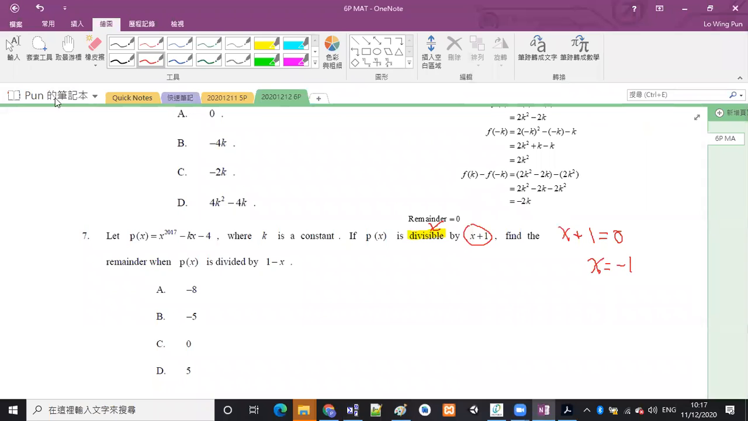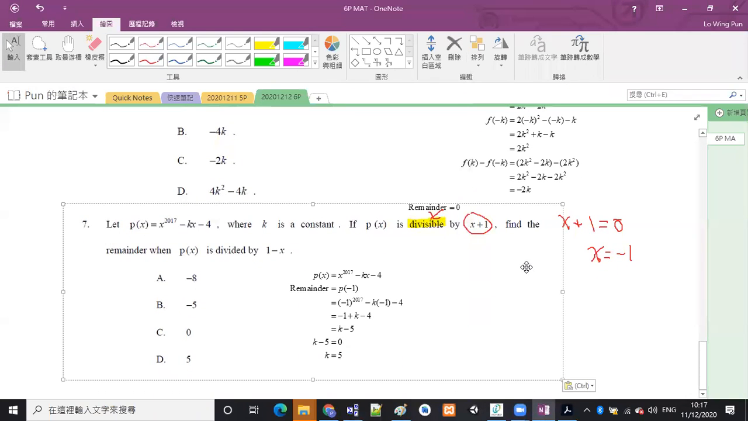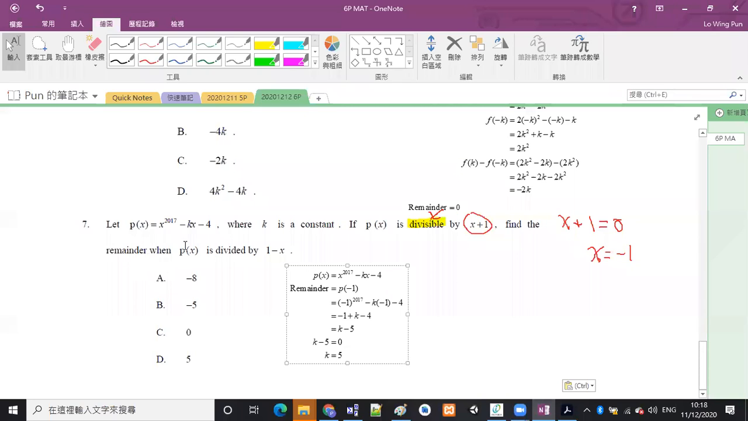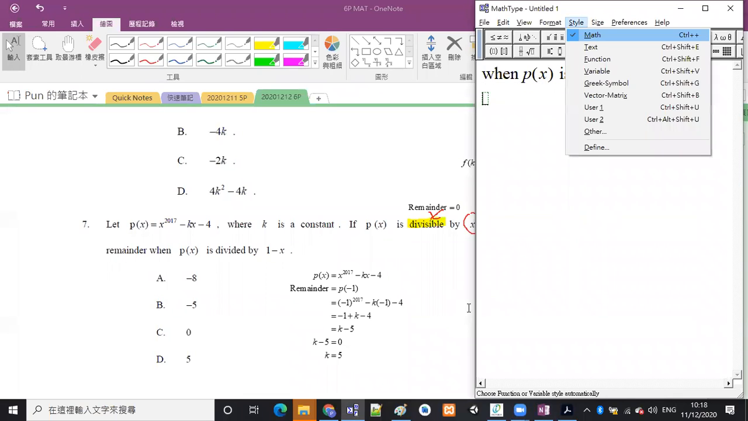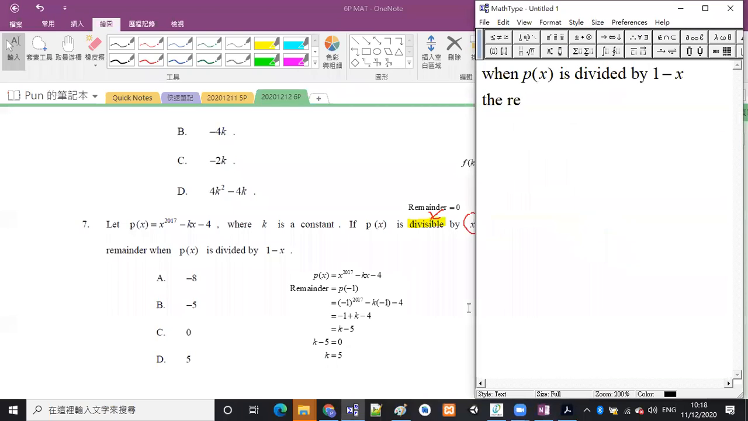So k is equal to 5, but that's not what the question is asking us to find. The question asks us to find the remainder when p(x) is divided by 1 minus x. So when p(x) is divided by 1 minus x, we are going to find the remainder.